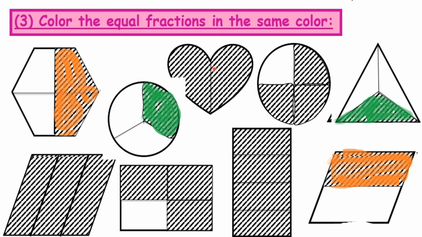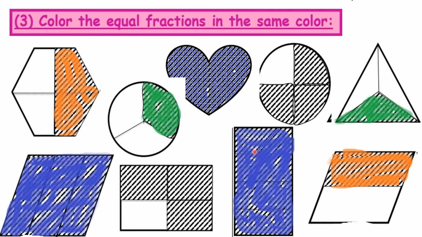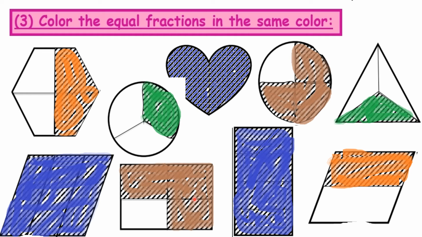This heart is divided into 2 equal parts, but the whole heart is colored. So I want to find which of these shapes is wholly colored too. Look here, this shape is wholly colored, and this is wholly colored. So I will color them with the same color. And this circle has 3 parts colored out of 4, and this one has 3 parts out of 4, so I will color them with the same color.